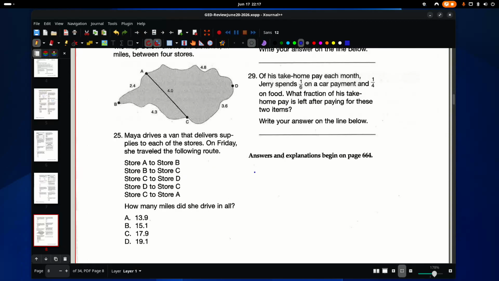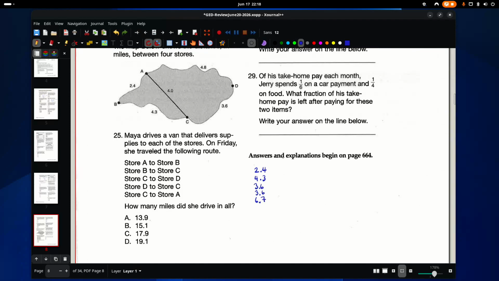We have to look at A to B. So A to B is 2.4 miles. And then she goes B to C, and B to C is 4.3 miles. And then C to D is 3.6 miles. And then D to C is going to be 3.6 again. And then C to A is going to be 4.3 plus 2.4, which gives us 6.7, to go from C to A.